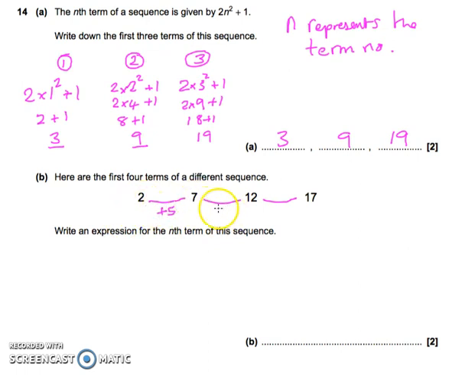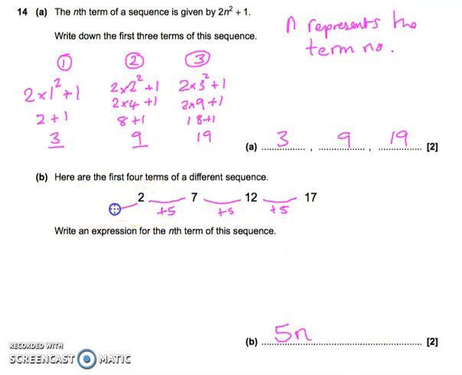We'd have to add 5 to get to 7. We'd have to add 5 to get to 12, and we'd have to add 5 to get to 17. Should be easy to spot. So the rule is going to start with 5 multiplied by the term number. Remember, that's n. So 5 lots of n, and then we're going to see what the 0 term would be to stick on the end of this rule.